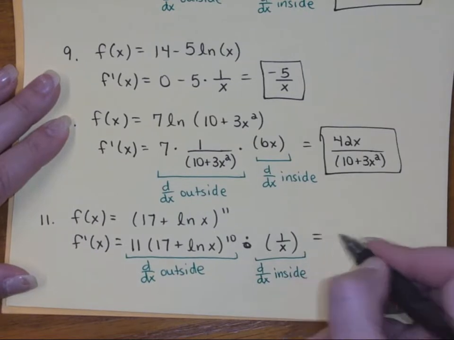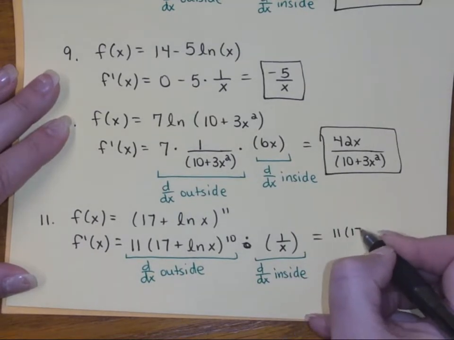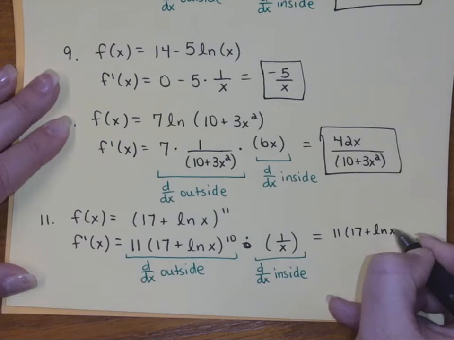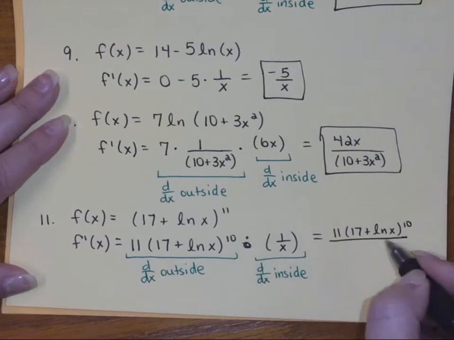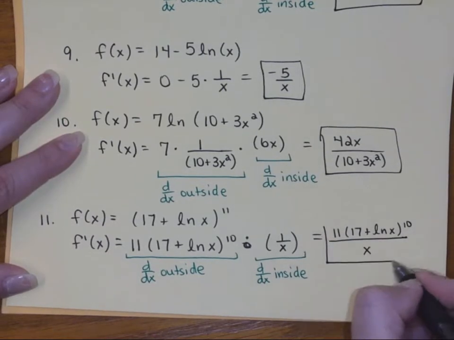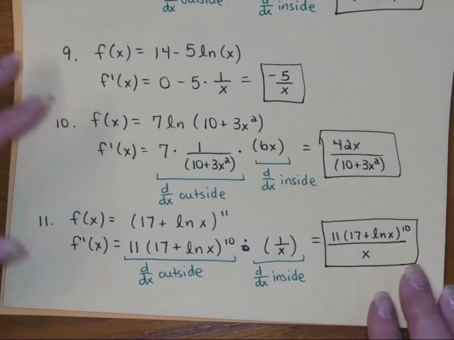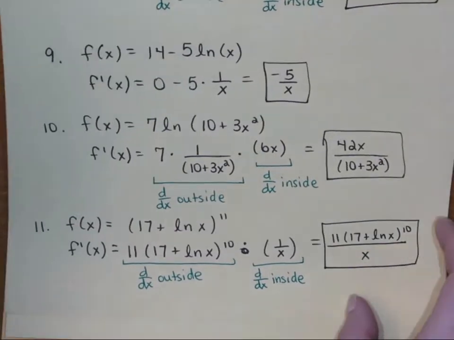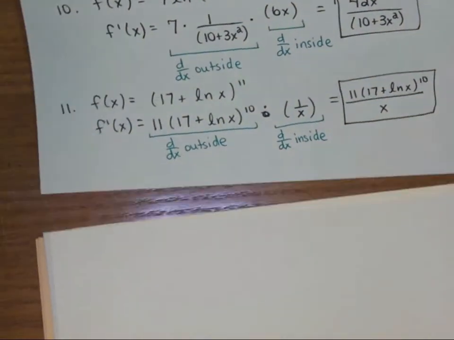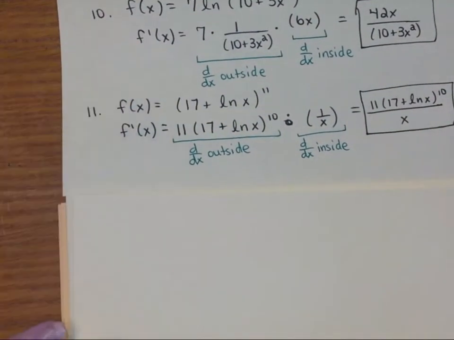So in the end, the 11 and the parentheses thing stay where they are because they're not negative exponents or anything like that, and then the x goes on the bottom. Okay. I am writing these answers in the most simplified form, so make sure that you're not trying to make simplifications that are incorrect.